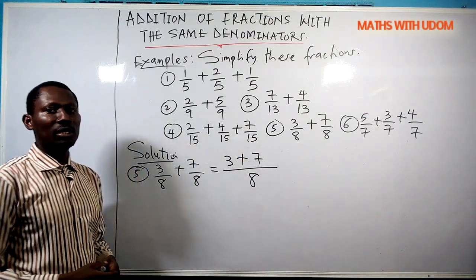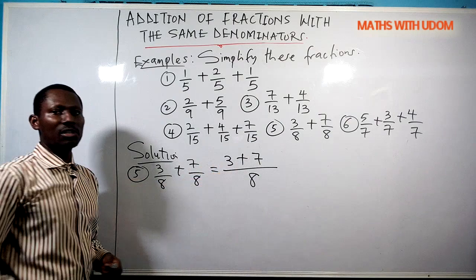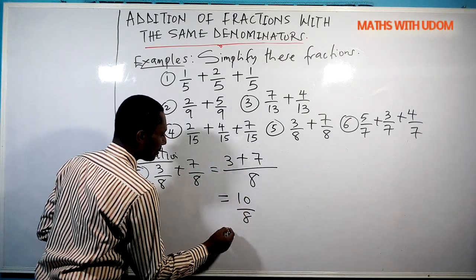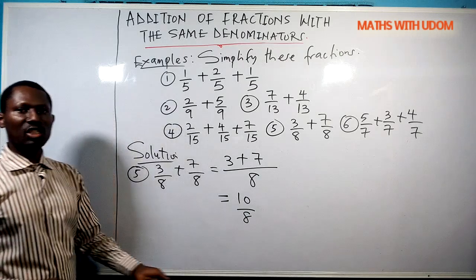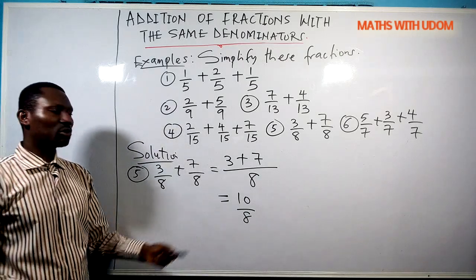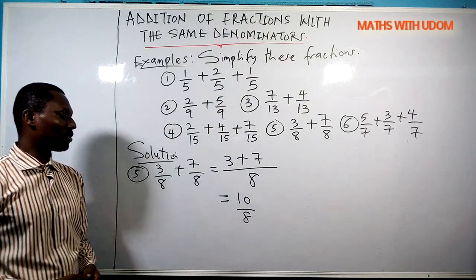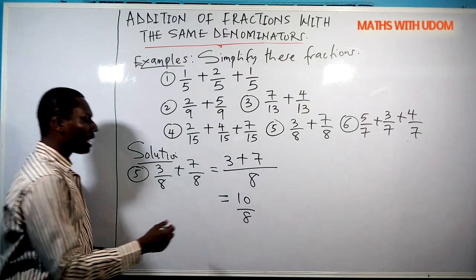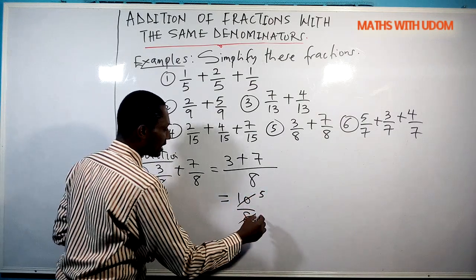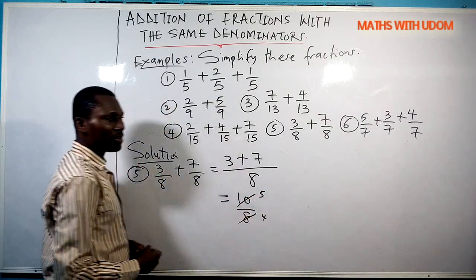So let's add the numerators. 3 plus 7 will give us what? 10. So we have 10 divided by what? 8. So you cannot leave your answer this way because it's an improper fraction. So what can divide through 10 and 8? What are the common factors? 2 can go. How many 2 can go in 10? We have 5. How many 2 can go in 8? We have 4. So 5 over 4.